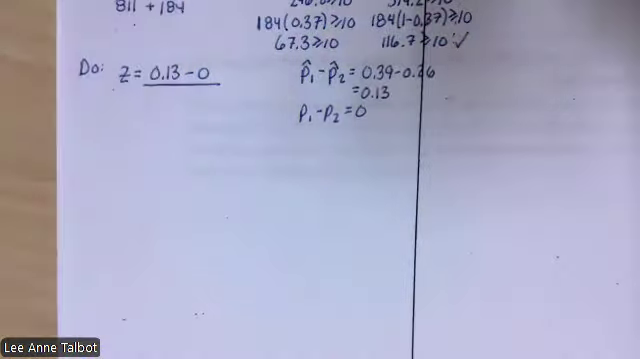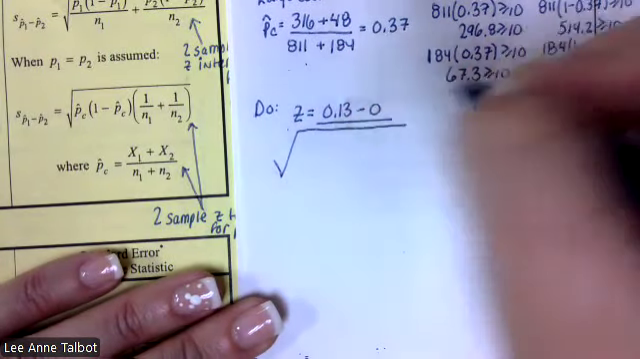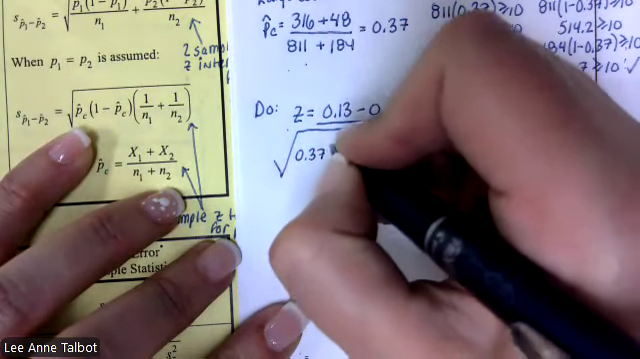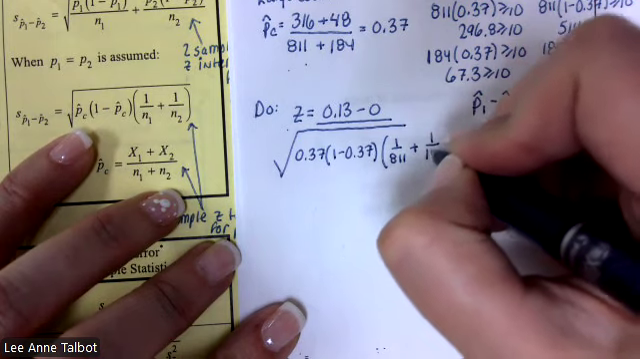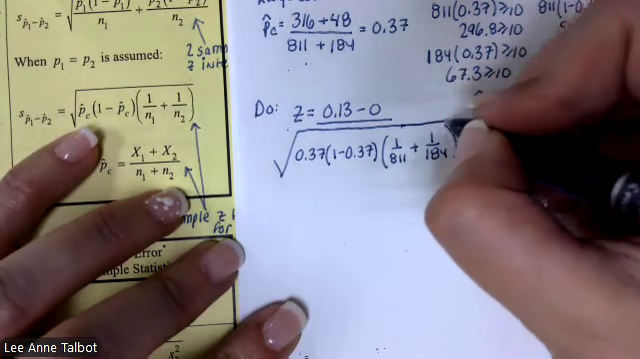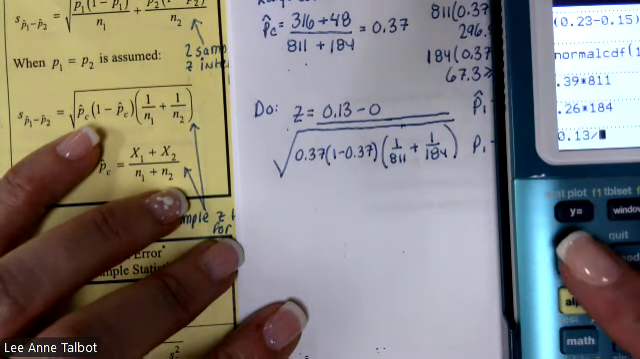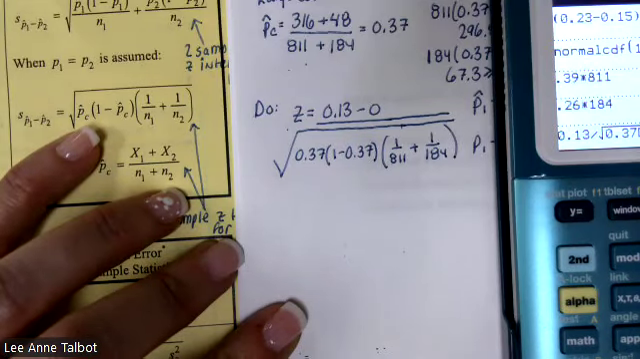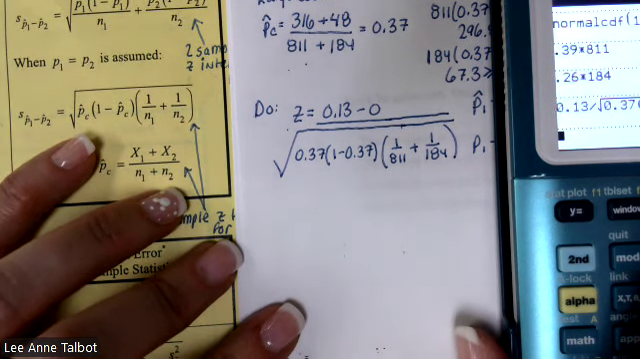And then go to that crazy formula. Okay. P-hat C, 1 minus P-hat C, 1 over N1 plus 1 over N2. Ooh, that's a big Z-score, 3.30.